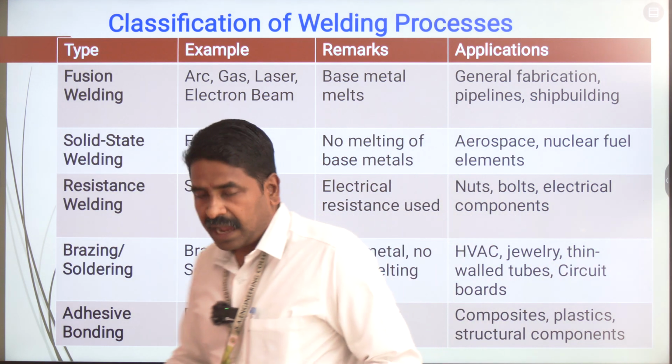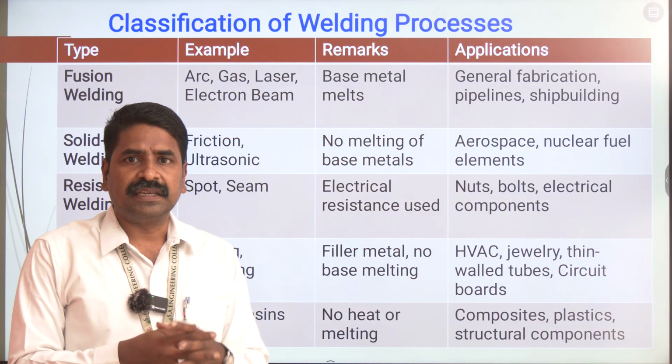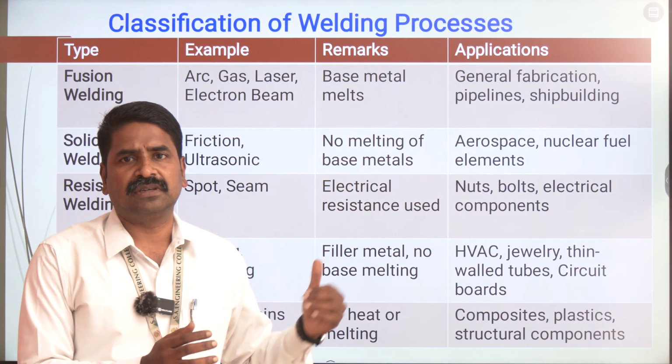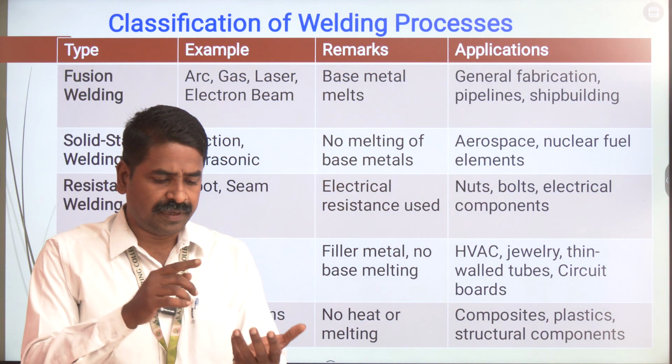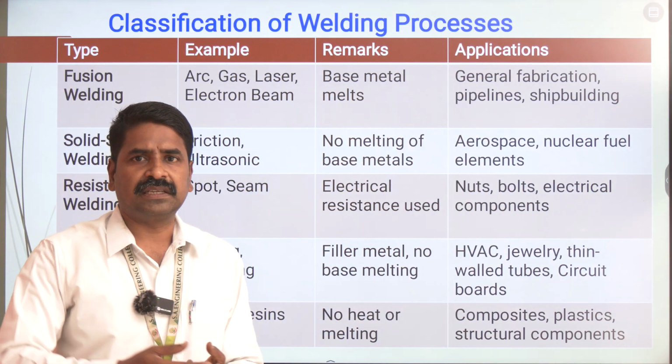As you can see over here, first type is going to be fusion welding. So fusion welding, here the metal is going to fuse with one another, so melting is going to take place, as you can see over here. First type is going to be fusion welding process. Best examples are going to be arc welding, gas welding, and you can see electron beam welding, laser welding, etc.